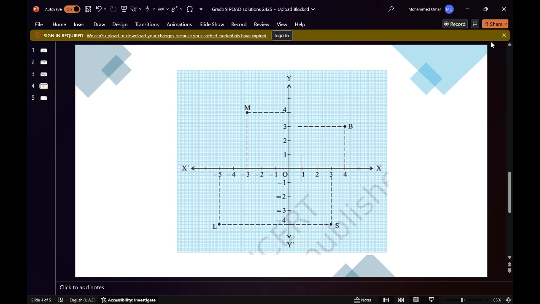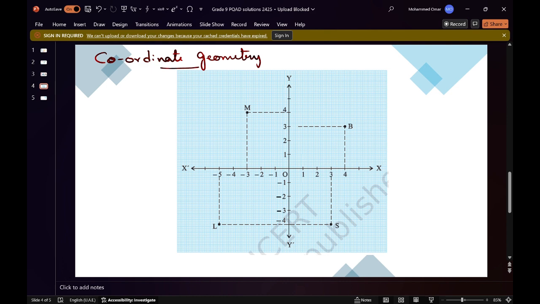So, welcome back. And now, in this video, we are going to see the fourth question of PQAD grade 9. By seeing the question, we can easily understand that the concept is coordinate geometry. The chapter is coordinate geometry. Okay, so before diving into that question, let me explain the basic concepts of coordinate geometry.